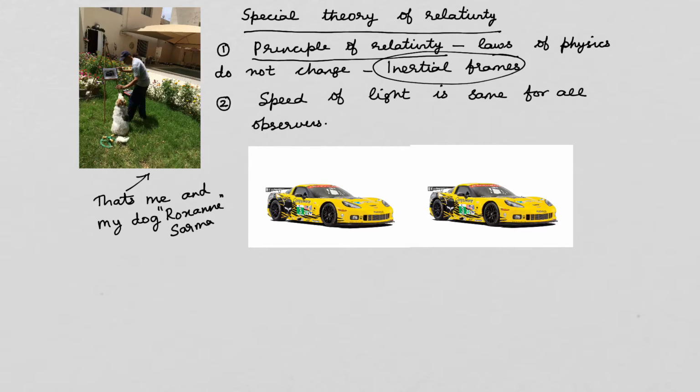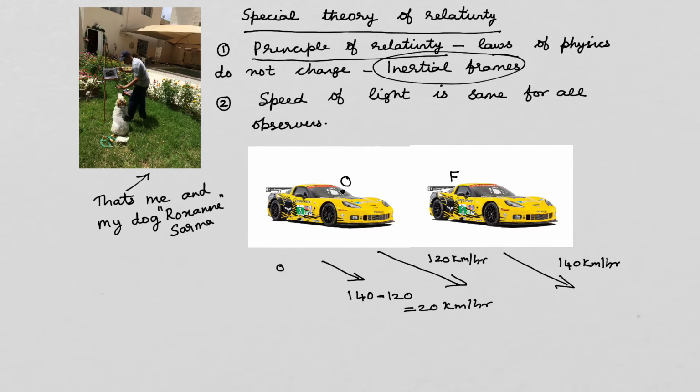What does that mean? Generally, there is some relativity involved in observation. For example, consider these two race cars here shown and imagine that they are moving in this direction. This is moving, say, at a speed of 140 kilometer per hour, and this is moving at a speed of 120 kilometer per hour, both in the same direction. Imagine that there is an observer here, we'll call him O, and he is observing his friend F. So O is observing F. According to O, F is moving in this direction with a speed of 140 minus 120, that is 20 kilometer per hour. So this is something relative.